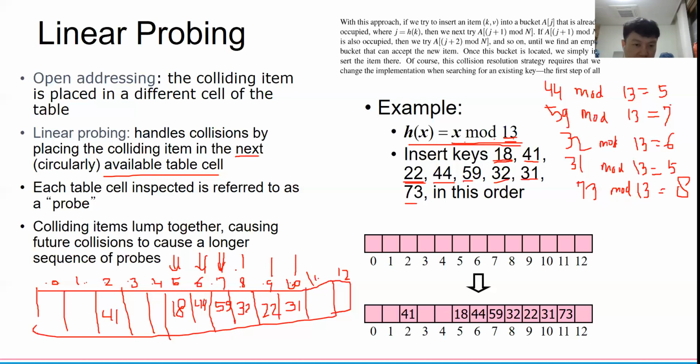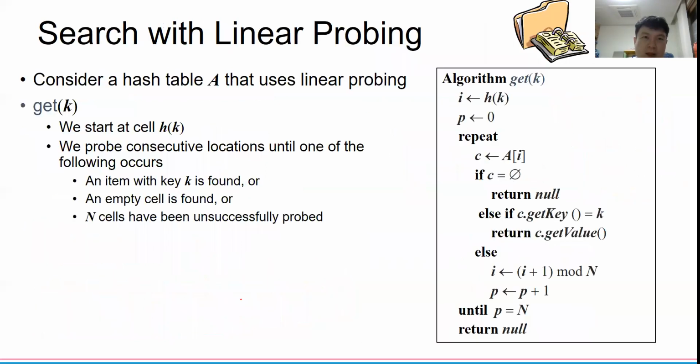Okay, let's see what is 8. Oh, there's a value in 8, and then 9. There is a value in 9, and then 10. There's also another value at 10. So we put 73 at index 11. So the result will be like this one. This is a better representation, so I just rewrite it here. So with linear probing, your search will have a better way.